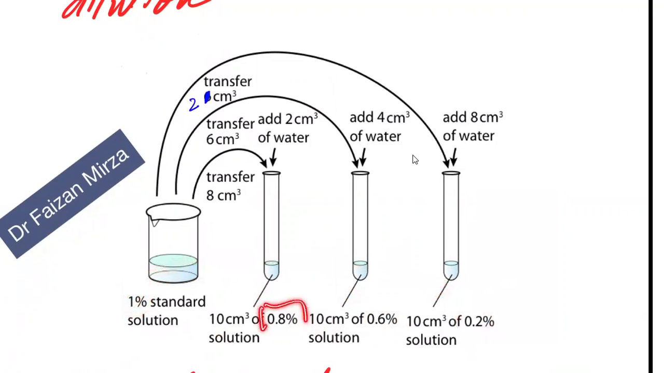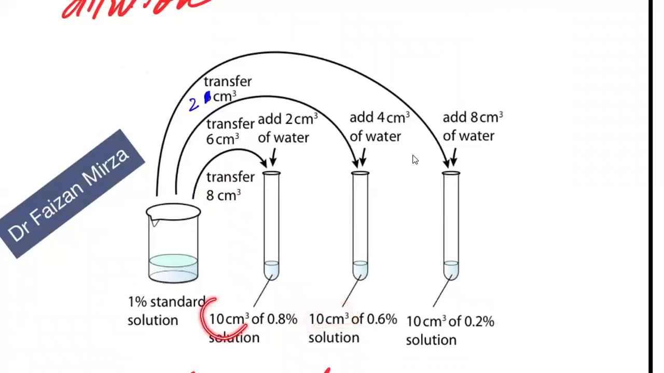For example, if I have to dilute it to 0.8%, I'll add 8 parts of the standard solution, and to these 8 parts, I'll add 2 parts of water. So 8 is to 2. When I add 8 parts of the solution and 2 parts of water, I get 0.8% diluted solution. Now I have to make 0.6%. For the 0.6%, I'll add 6 cm³ of the solution into the beaker or test tube, and to this 6 cm³, I'll add 4 parts or 4 cm³ of water, again to make a final solution of 10 cm³.